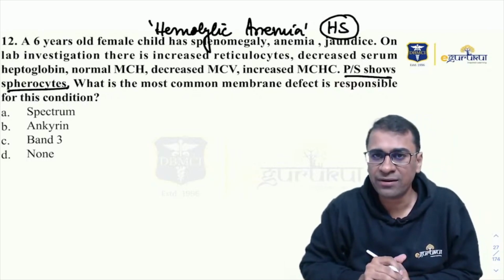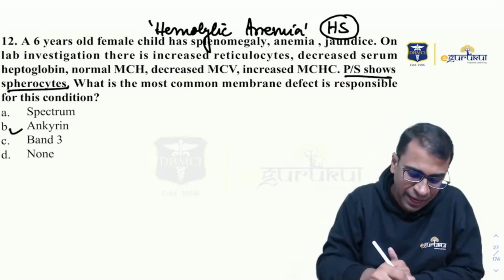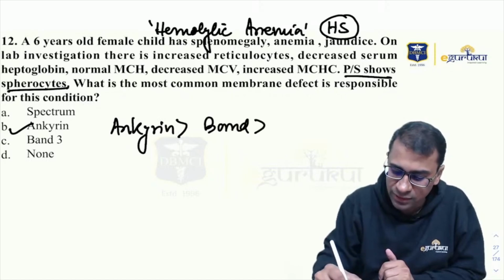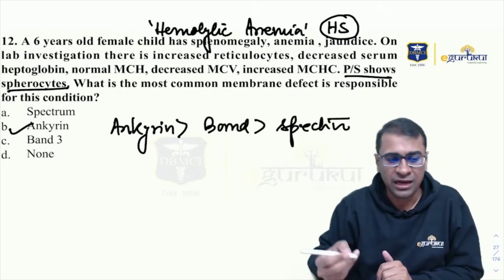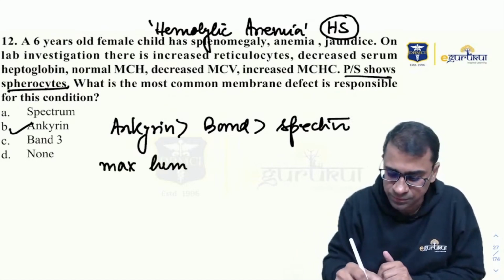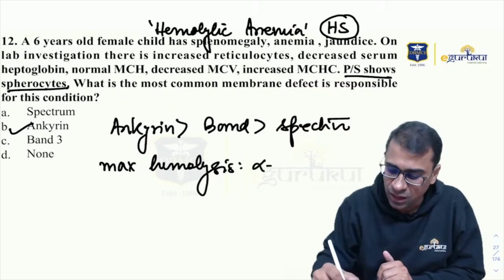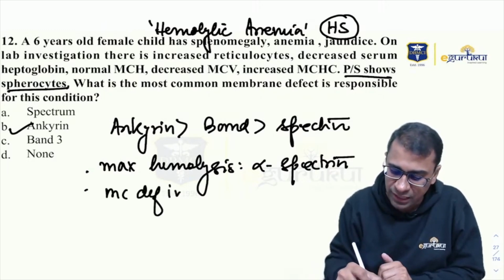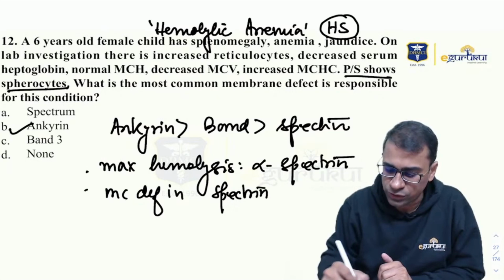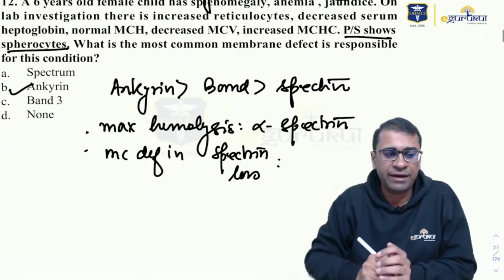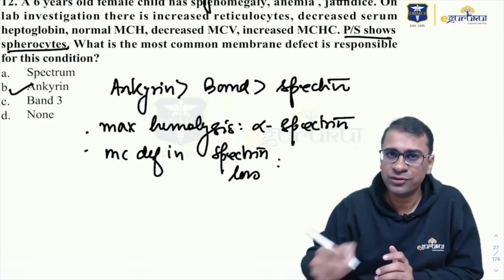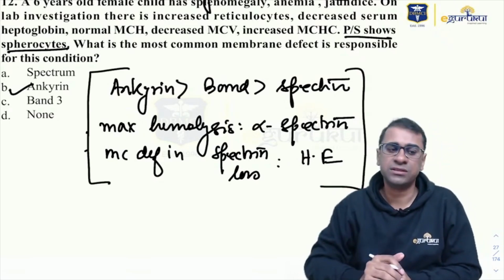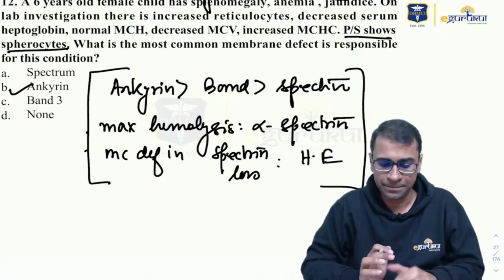And what is the most common defect? We have discussed this already. The most common defect is ankyrin. Remember, it is ankyrin more than band 3, more than spectrin. Some questions can also be asked, like among them, the maximum hemolysis occurs in, then the answer becomes alpha spectrin. If the question is most common defect in spectrin loss, it becomes a case of hereditary elliptocytosis. These are very frequently asked questions. Please remember this.